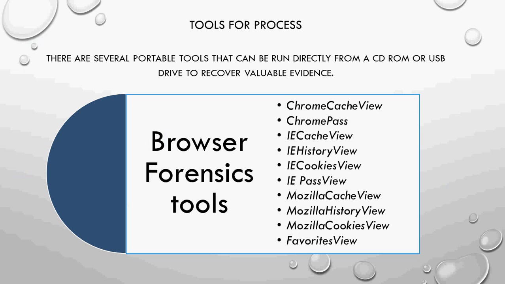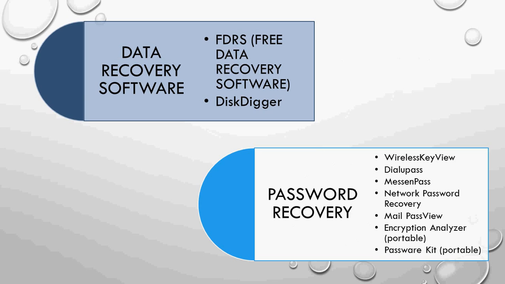Then these are some tools, basic browser forensic tools, like any type of browser we are running on, like Chrome, Internet Explorer or Mozilla. These could help us in invaluable ways. Then we have data recovery software like Disk Digger, data recovery. Then password recovery software like network password recovery, mail pass view, encryption analyzer. These are the various types of software which we could use daily.